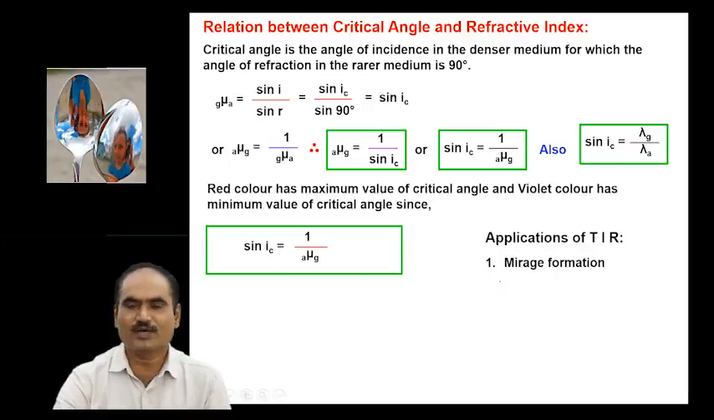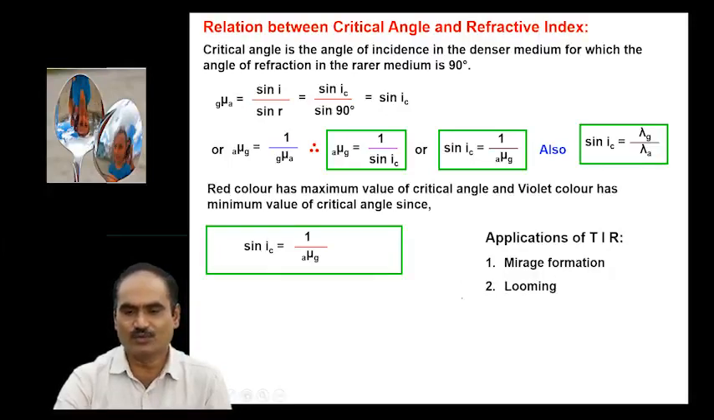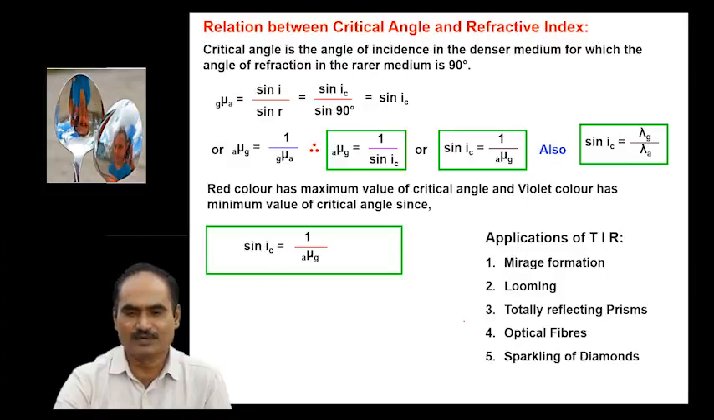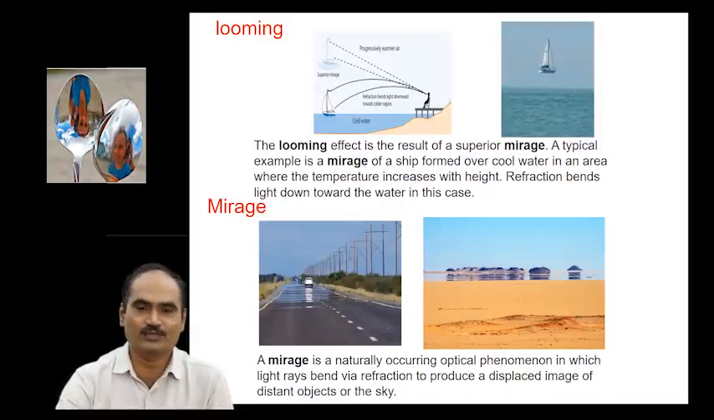Then let us go for some of the applications of total internal reflection. Number one is mirage formation. Number two is looming. Number three is total reflecting prisms. Number four is optical fibers. Another one is sparkling of diamonds. Another one we also come across is endoscopy. We also use it in endoscopy. Now let us see looming.